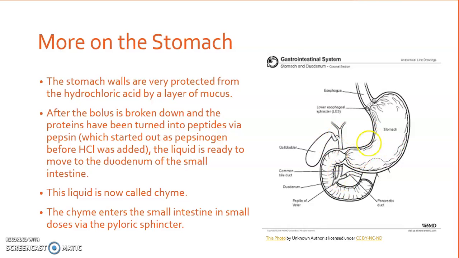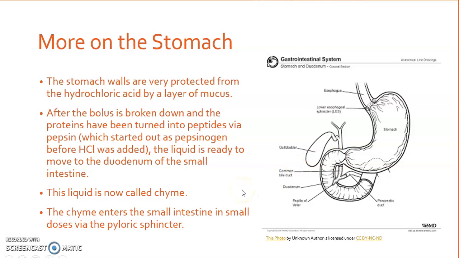So know that. Again, this liquid is now called chyme, and the chyme enters the duodenum via the pyloric sphincter. We had a sphincter that allowed food to enter the stomach via the esophagus. There's another sphincter here called the pyloric sphincter that opens and closes so that not all of the contents of the stomach enter the duodenum at once. There's little bits of it entering at a time. So there's a sphincter right here.